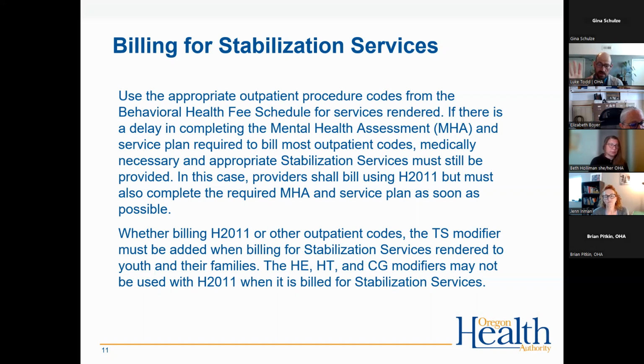If you use H2011 and you're providing stabilization services to a child and their family, it's going to be H2011 TS. If you were able to get the normal intake process done and get the mental health assessment and service plan, and you're billing the outpatient procedure codes, you would apply the TS modifier to every one of those services rendered. That's just going to help us identify everything that's claimed as stabilization services rendered to youth and their families.